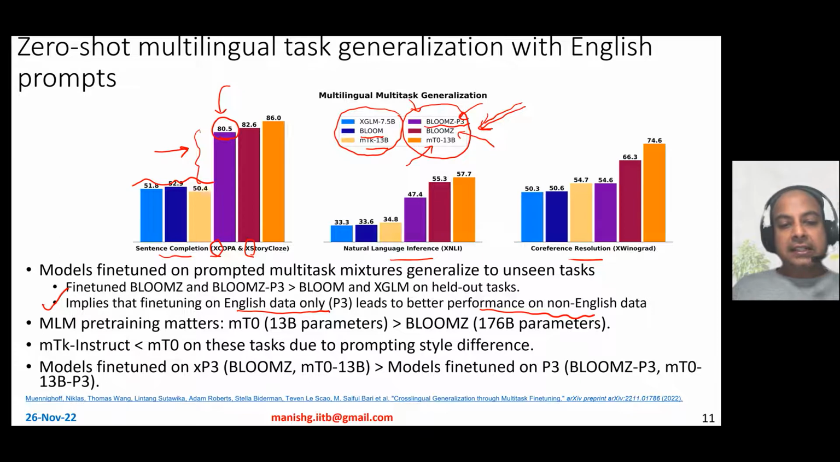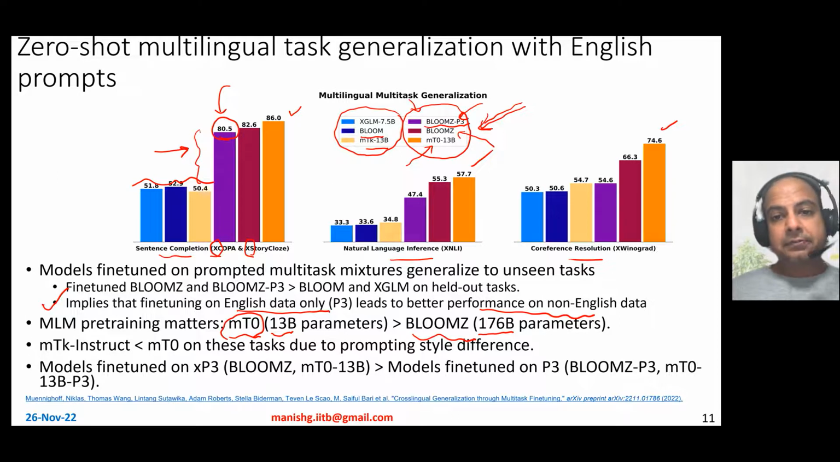The other interesting part is that if you compare the MT0 model with the BLOOMZ model, both of them have been trained using a similar philosophy, using the XP3 data. Although MT0 has 13 billion parameters and BLOOMZ has 176 billion parameters, still MT0 is better. The performance of MT0 is typically better across all three tasks. The only benefit that MT0 has is MLM-based pre-training, and that says it all. MLM-based pre-training mattered here.